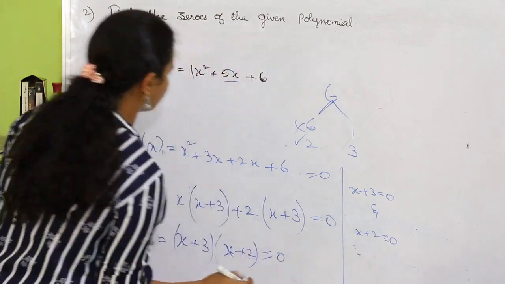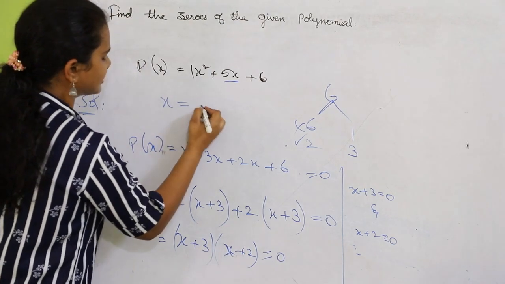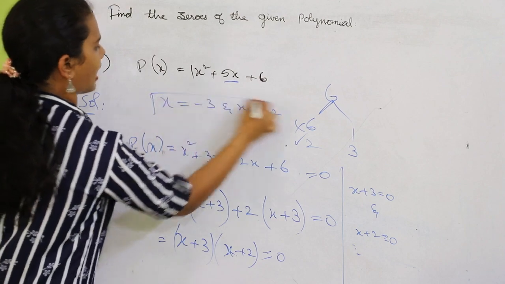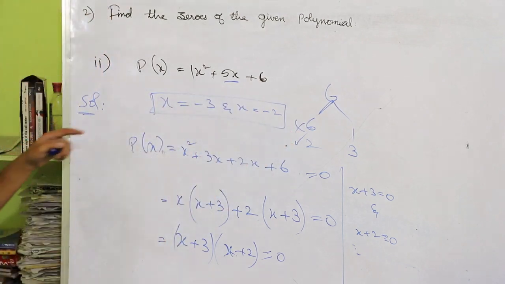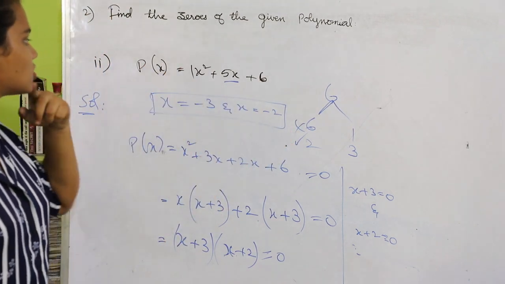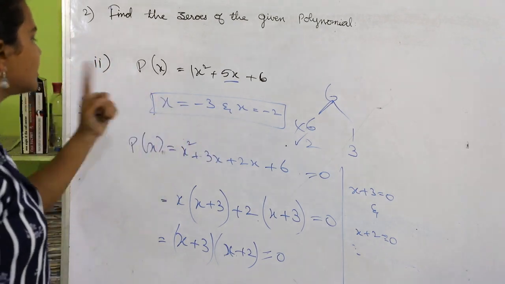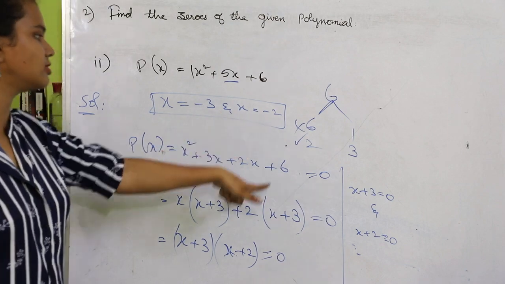Let me write over here, where x equals minus 3 and x equals minus 2. I got the x values, right? So therefore, the number of zeros of the polynomial: how many zeros are there? I have got 2 zeros, where the first one is x equals minus 3 and the other is x equals minus 2.